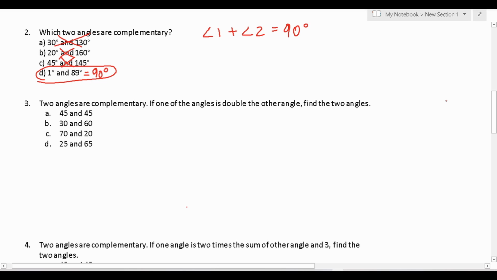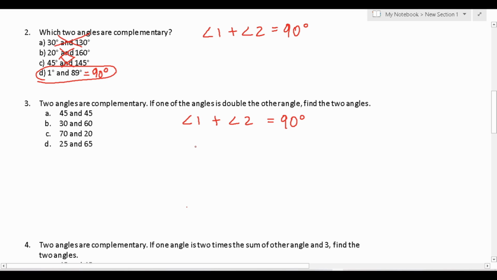Question 3 says 2 angles are complementary. If one of the angles is double the other angle, find the 2 angles. Okay, so again, I'm going to start by writing down the algebraic definition of complementary angles. That is, angle 1 plus angle 2 equal 90 degrees. And now I have to convert this word question into a formula that's going to let me solve for an unknown variable.